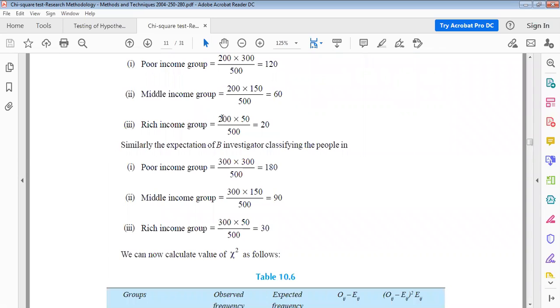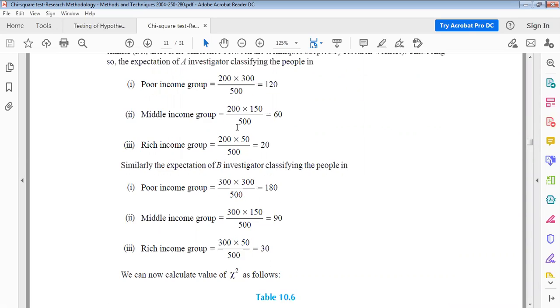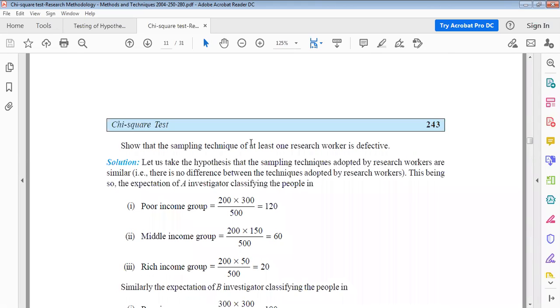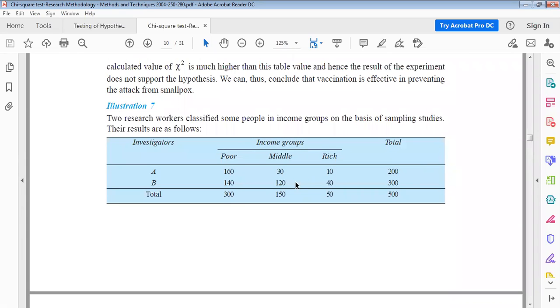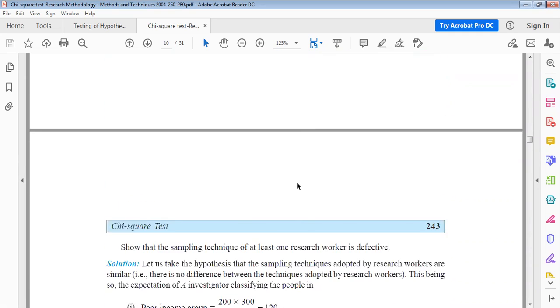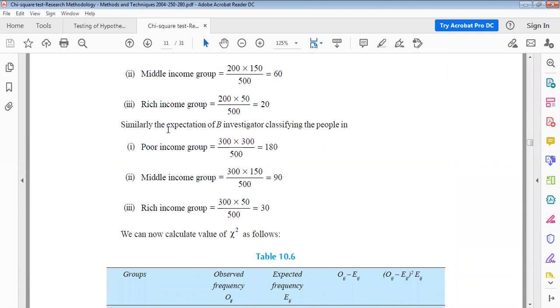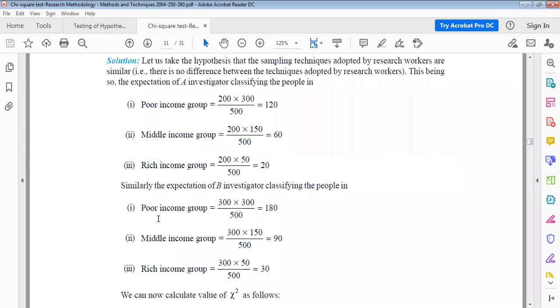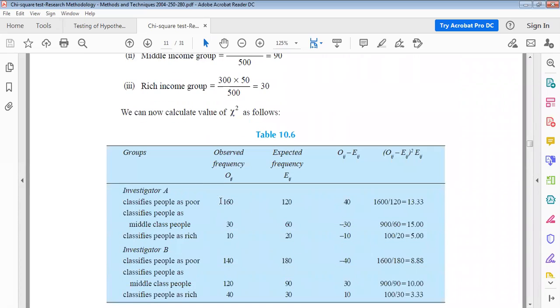So this is actually 200 multiplied by 50 for the rich income group, divided by 500. So similarly, the expected value for B investigator, we have taken A investigator, then B investigator will be this. Now we can tabularize the observed value and expected value for the chi-square test.